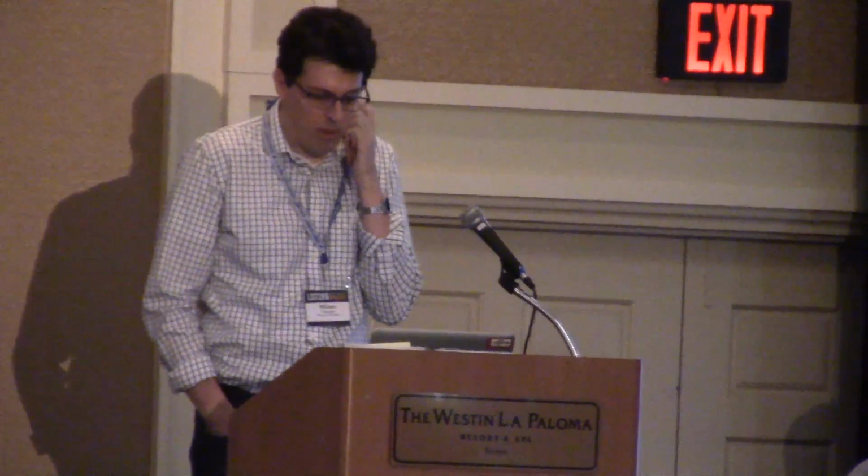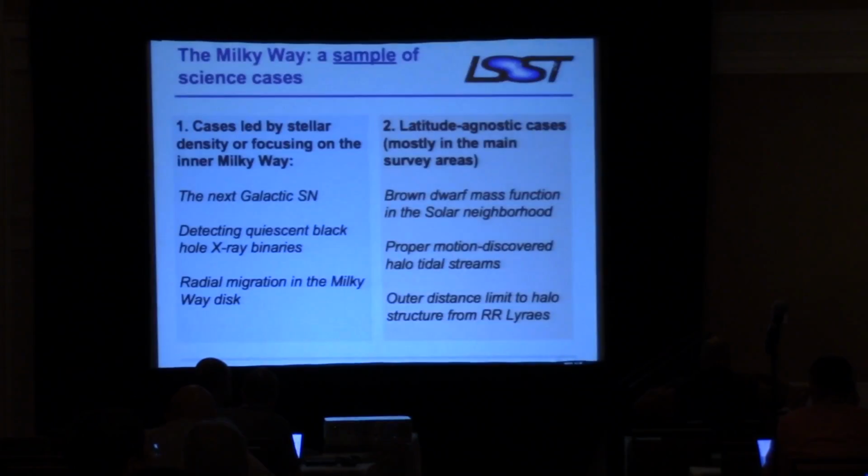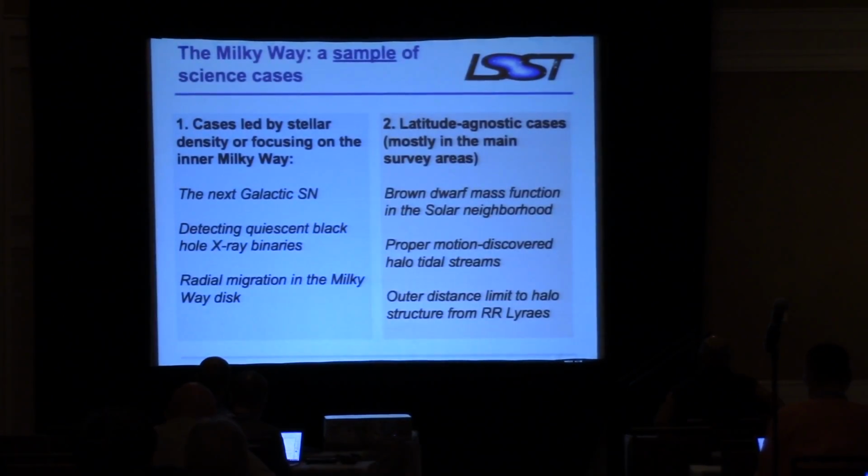I'm Will Clarkson at University of Michigan, Dearborn, and along with Kathy Vivas, I'm one of the 2 chapter editors of the Milky Way chapter for the white paper. There's a huge diversity of science cases that we've had input on from the community. I'm showing a couple of example cases up here. The column on the right, the mostly latitude agnostic objects falling in the wide, fast, deep survey, are quite well developed in the science book already.